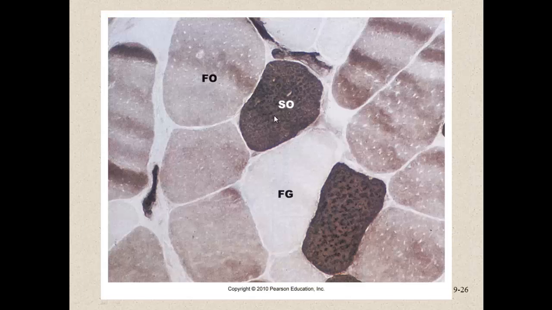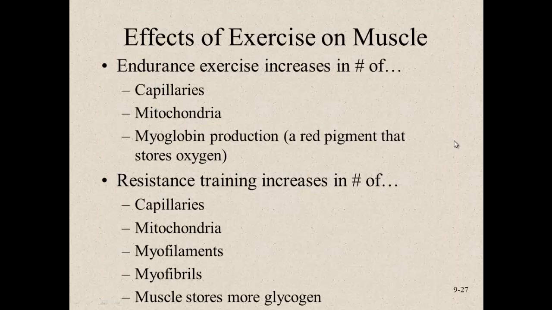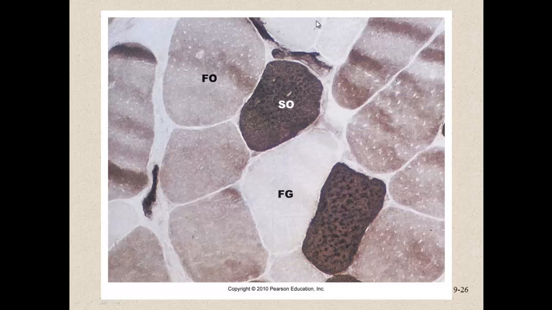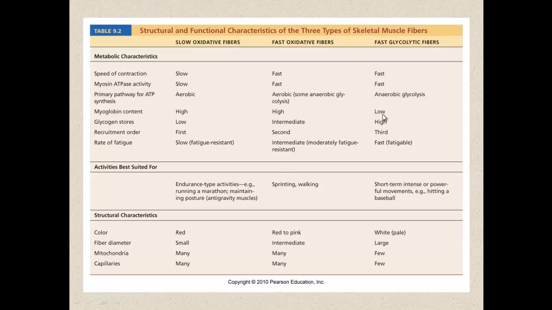So if we look here, this would be an example of a slow twitch fiber. This slide is made of many different types of muscle fibers, but here's a slow twitch fiber, here's another slow twitch fiber, and here's the other type of fiber, very pale in color, very low in myoglobin. So if we look at this column here, low in myoglobin, but very fast in its myosin binding activity to ATP.